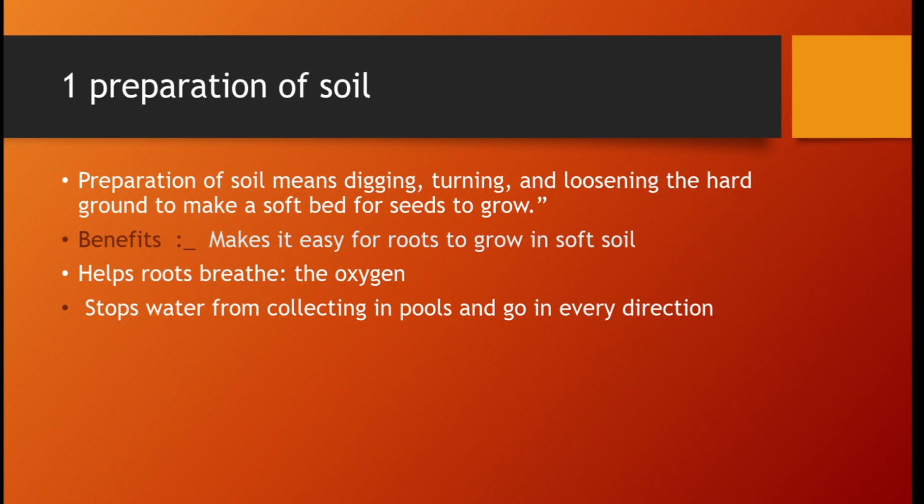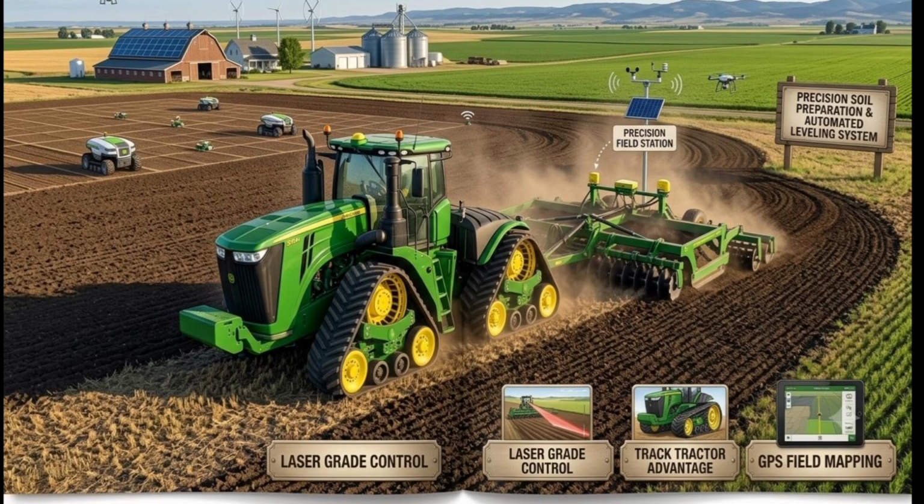The second point is the softer the soil, the easier it is for the plant root to breathe the oxygen in. And third and foremost importance is the softer the soil is, the easier it is for the water to reach the roots of plants rather than accumulating at one place. So this is a procedure showing how the softening of the soil or soil preparation is done.